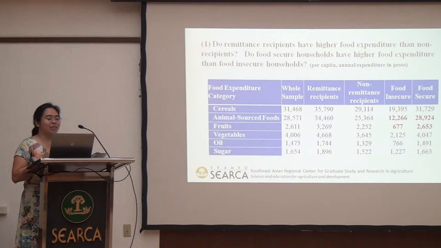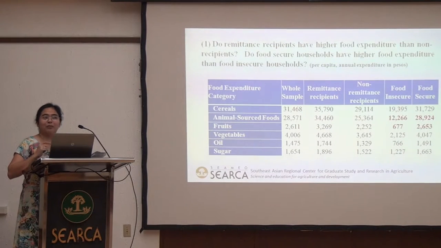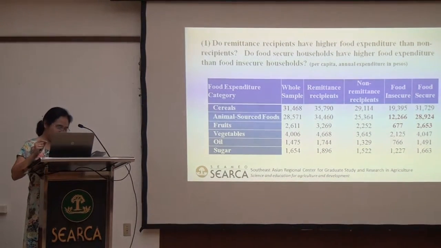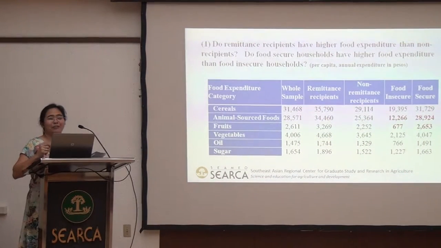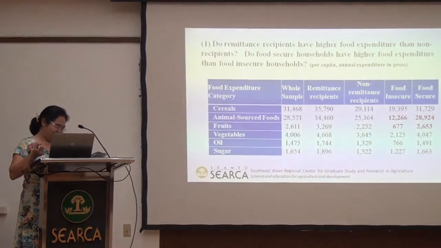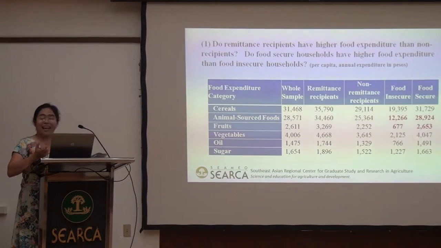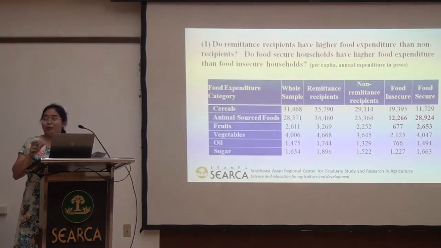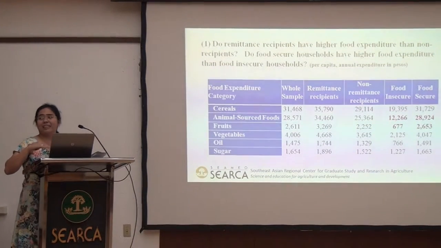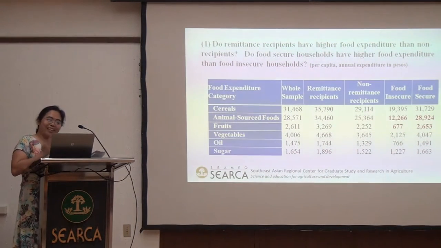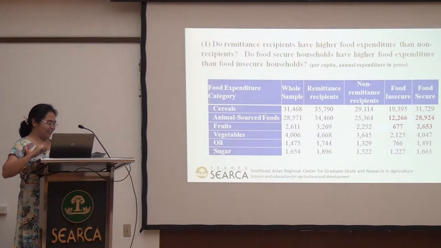Now try to look at the fruits. If converted again into a daily basis, we have 2 pesos per person per day for the food insecure, and for the food secure, about 7 pesos per day. Question, what is the standard expenditure per day per person? It's actually 9 pesos per day. So comparing again, 2 pesos against 7 pesos, both groups are not meeting the standard. But again, the food insecure are facing the worst side. So that's the sad story about it.